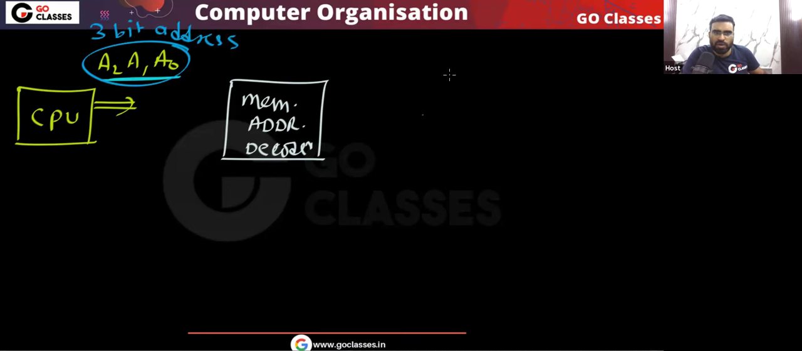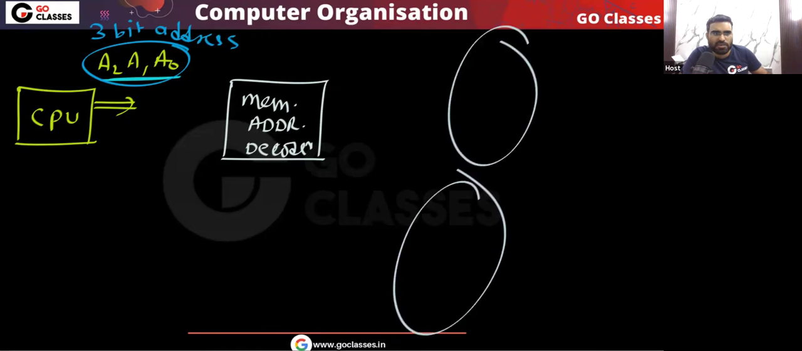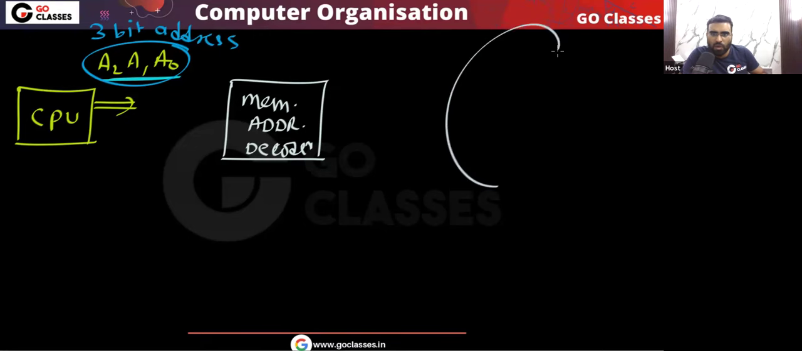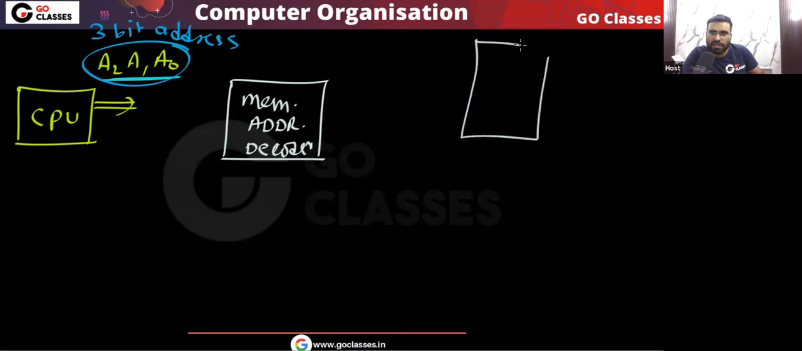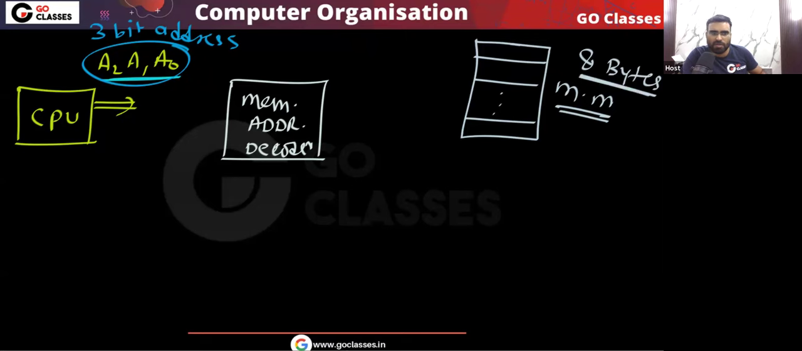In this IO mapped IO, I told you that main memory and IO devices have separate address space. Then how much main memory can we have? We can have a total of 8 addresses, I can say 8 bytes. Yes or no? We can have 8 bytes of main memory. Let's assume this is our main memory. So we can have a total of 8 bytes of main memory. Do you agree? Okay, is this clear?